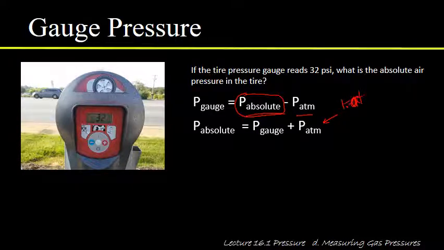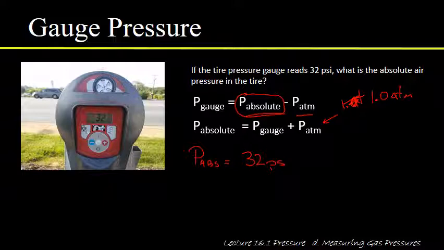you can assume 1 atmosphere. Okay. So the absolute pressure inside the tire is the gauge pressure, which is 32 psi, plus atmospheric pressure, which is 1 atmosphere.